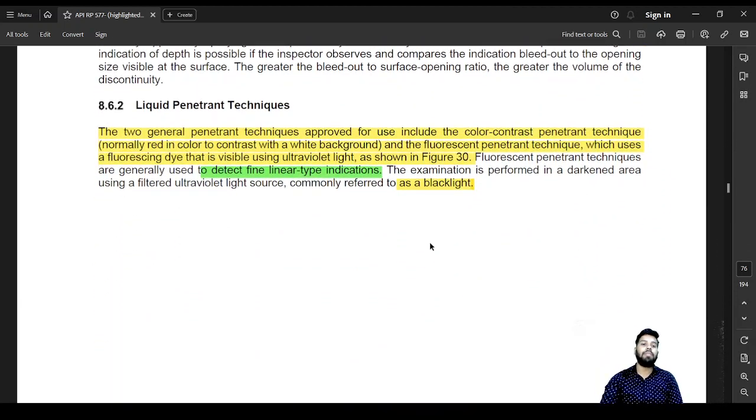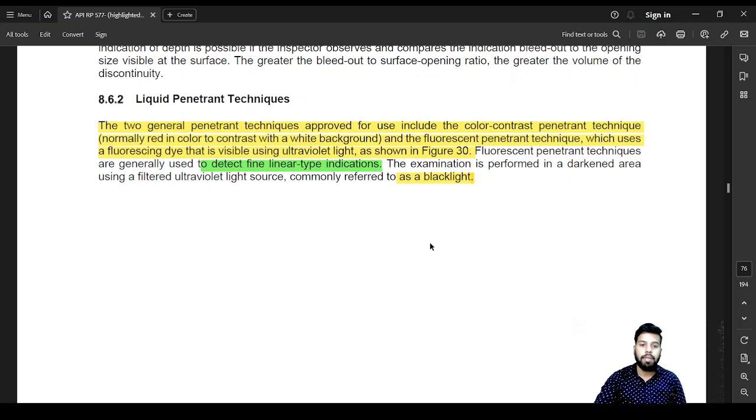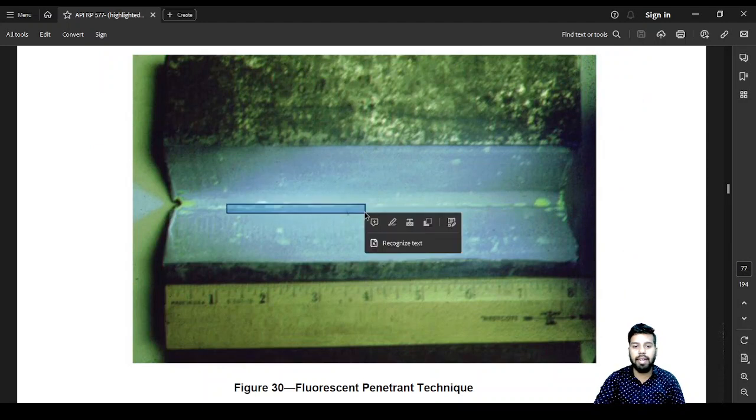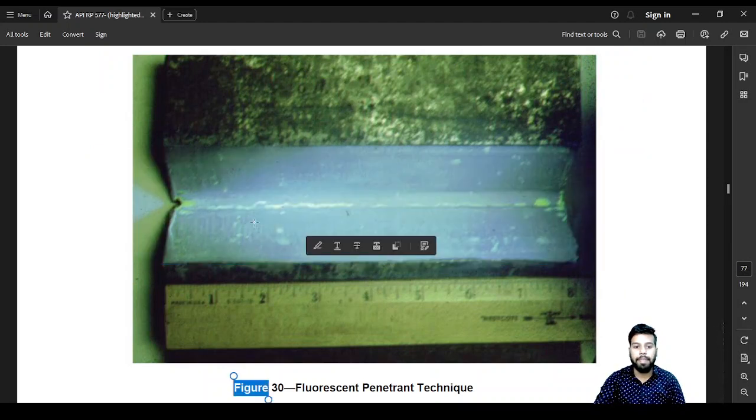Two kinds of penetrant technique can be used: visible and fluorescent. In the visible method, the penetrant indication can be seen under visible light or white light. In fluorescent testing, the penetrant shines under a UV light. So the inspection happens under UV light, which increases the sensitivity of the system. The two general penetrant techniques approved are the color contrast penetrant technique and the fluorescent penetrant technique, which uses a fluorescent dye that is visible using ultraviolet light. It looks something like this. This is a linear indication, a crack that can be seen on a weldment.